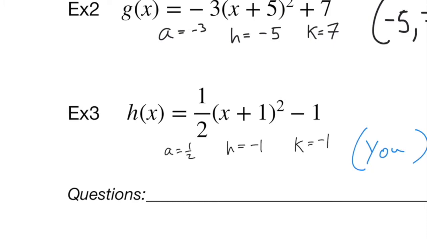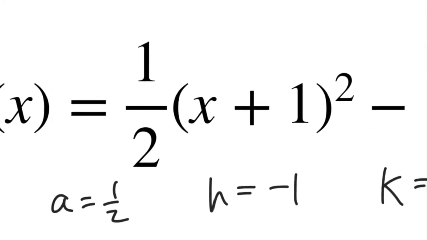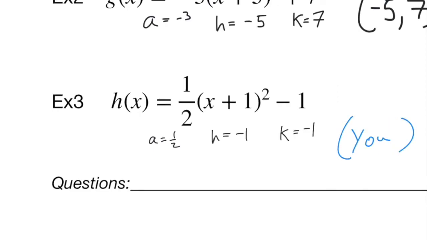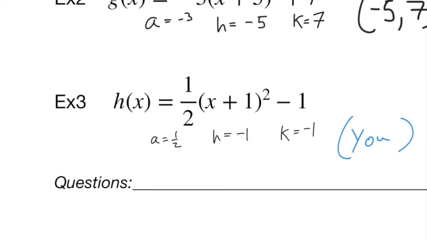One last example. a is 1/2, h is negative 1. Remember, because we're expecting x minus h, we have to convert that to a negative 1. And then k is equal to negative 1.